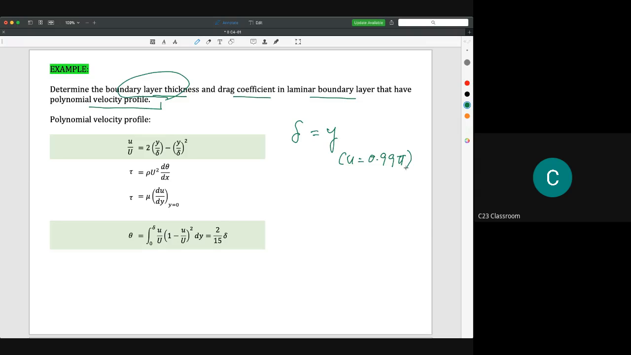So we need to use another equation to get the value of delta. About the polynomial profile, it is actually fixed. The polynomial profile of the boundary layer is this term. It is okay for you to remember this equation, but in the next notes, I will show you how to prove this polynomial velocity.